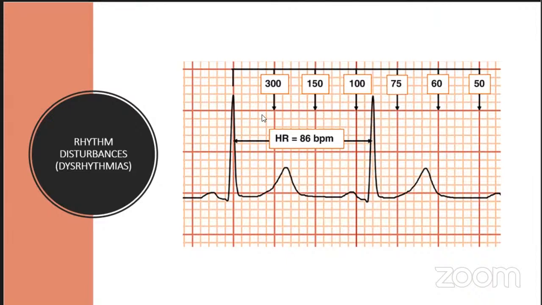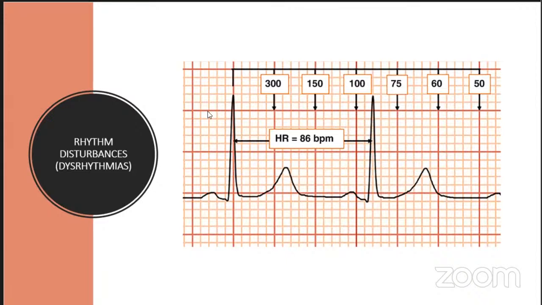So once you pick a QRS complex that falls on a thick line, with those numbers that you memorized, I want you to start labeling all of those thick lines with those numbers. Remember, you're not labeling the thick line where the QRS complex falls. You're going to start from the next one. We label this 300. We go to the next thick line, we label it what? 150. The next thick line, 100. The next thick line, 75. The next, 60. And the next thick line, 50.